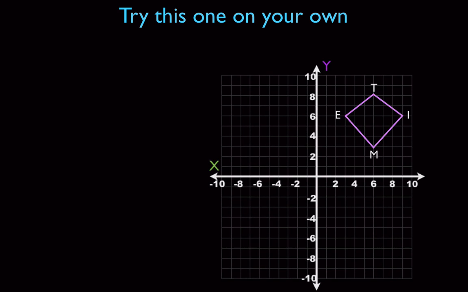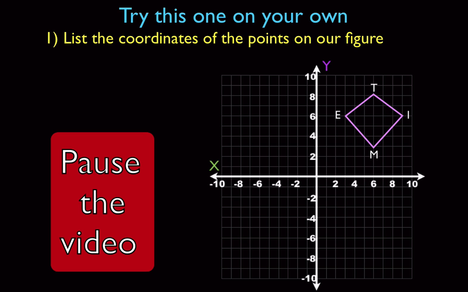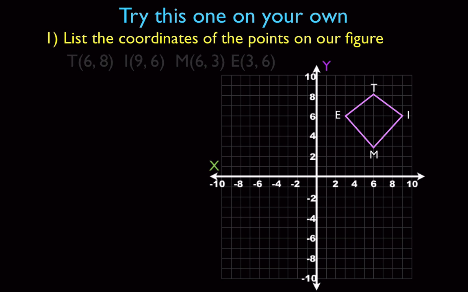Okay, we're going to try another one. So go ahead and pause this for a second. And just like before, I'm going to have you go ahead and draw the figure on your paper and list the coordinates for each point. Okay, if you did that correctly, your points should have been 6, 8; 9, 6; 6, 3; and 3, 6.